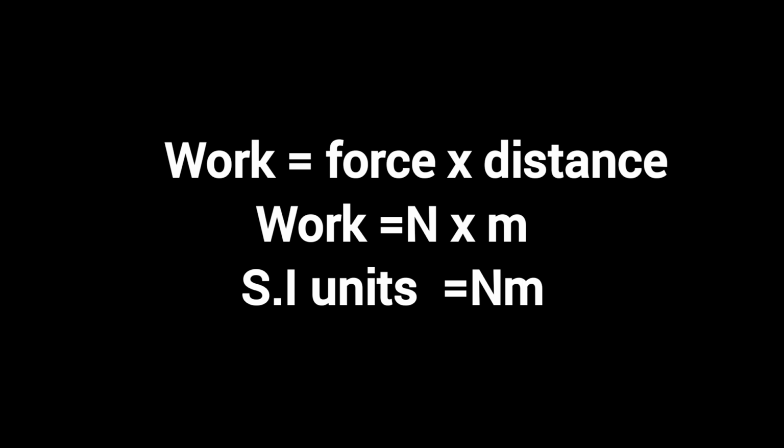Now, the SI unit of work done is the joule, but we can also get the SI unit from the formula. Work done equals force times distance, meaning the SI unit of force is newtons and the SI unit of distance is meters. So work done can have the SI unit newton meters.